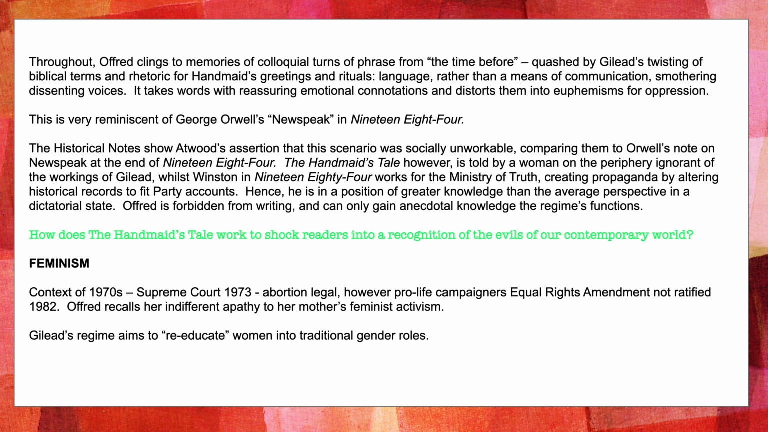Whilst Winston in 1984 works for the Ministry of Truth, he actually creates propaganda by altering historical records to fit the party's accounts of what happened in the past. And hence he's in a position of greater knowledge than the average perspective in this dictatorial state. Offred is forbidden from writing altogether, and she can only gain anecdotal knowledge of the ways in which the regime functions. So you might want to think about how The Handmaid's Tale works to shock readers into a recognition of the evils of our contemporary world.